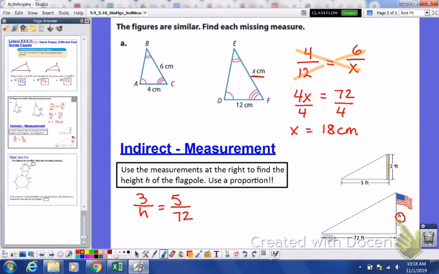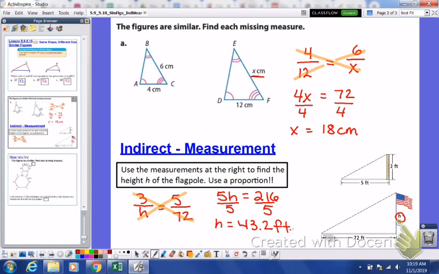And as always, proportion, cross multiply. So 5 times h gives us 5h equals 3 times 72, which is 216. Divide by the number with your variable. Make sure you show it on both sides. And h equals 216 divided by 5, which is 43.2. Go back to our figure. We're talking about feet.